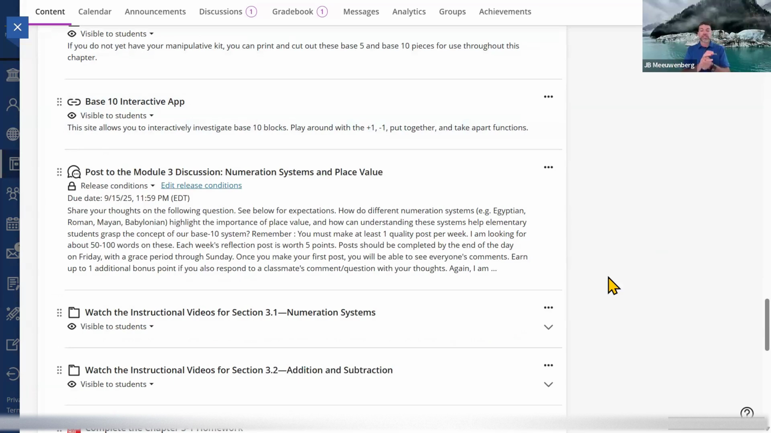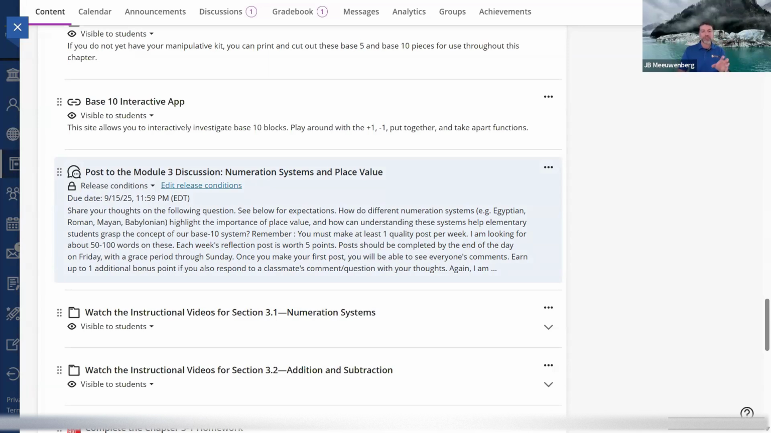As always, there's a discussion board post for this week. But again, this one is all about, again, reflecting, but I do ask you a slightly different question on this one.